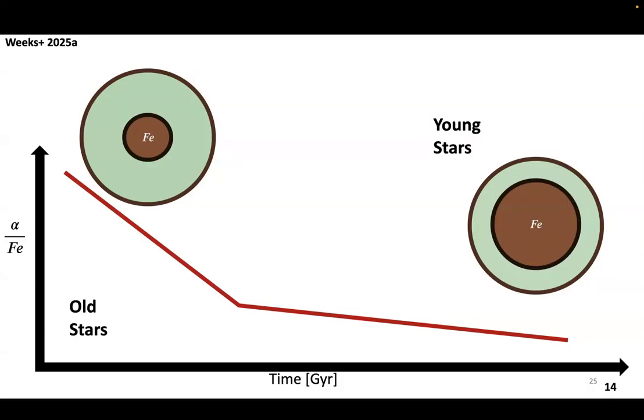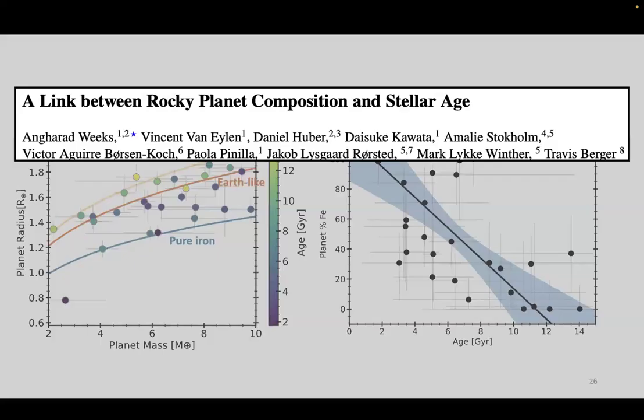And so we think that maybe the cores are bigger, or there's a larger core mass fraction. There are denser planets able to form around these younger stars. And so this is the paper title. We think that we found this link between rocky planet composition and stellar age for the first time.